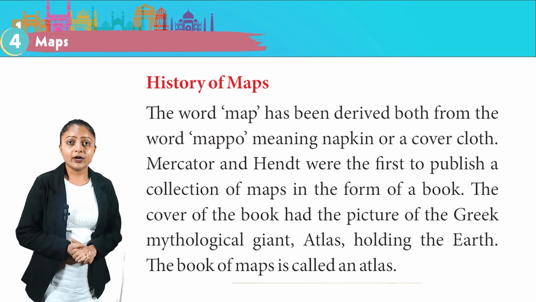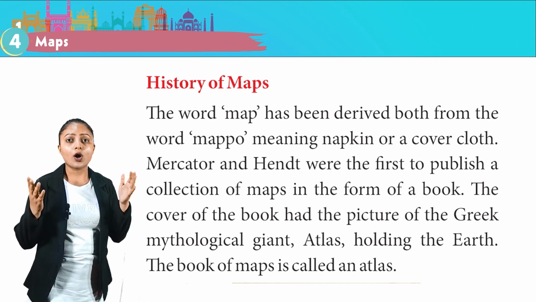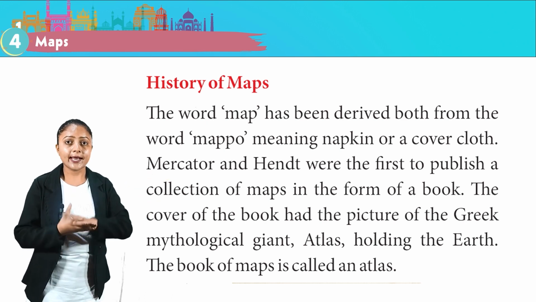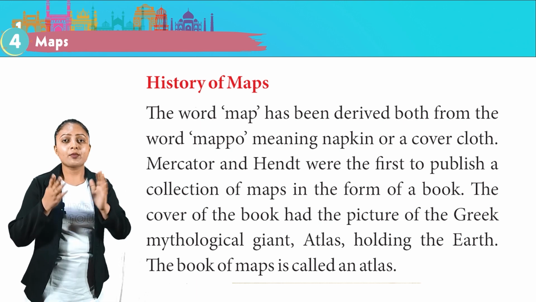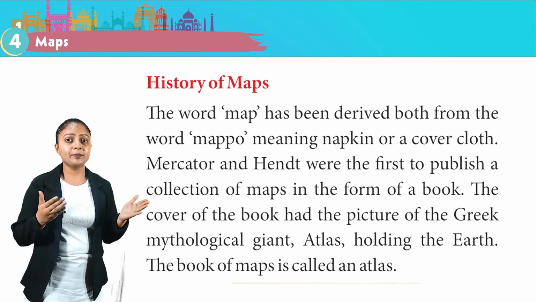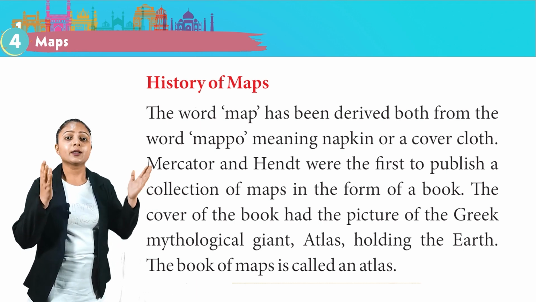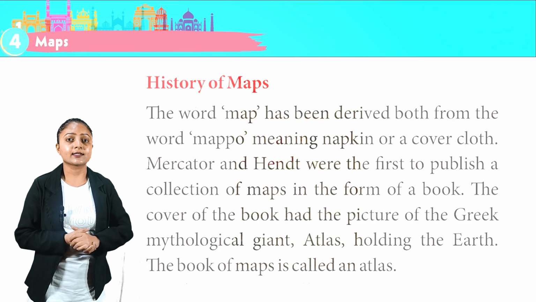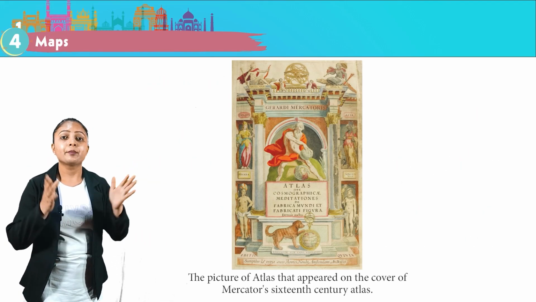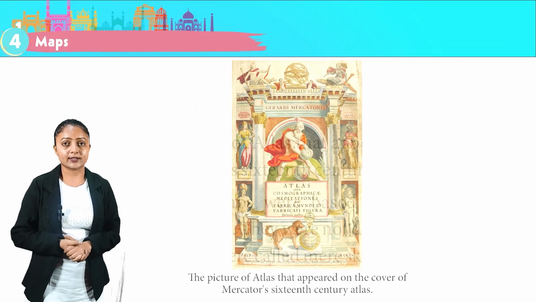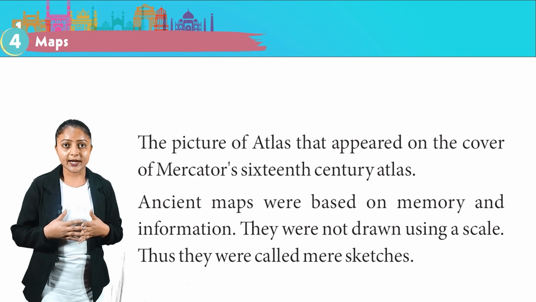History of maps. The word map has been derived from the word mappa, meaning napkin or a cover cloth. Mercator was the first to publish a collection of maps in the form of a book. The cover of the book had the picture of a Greek mythological giant, Atlas, holding the earth. A book of maps is called an atlas. This is the picture of Atlas that appeared on the cover of Mercator's 16th century atlas.